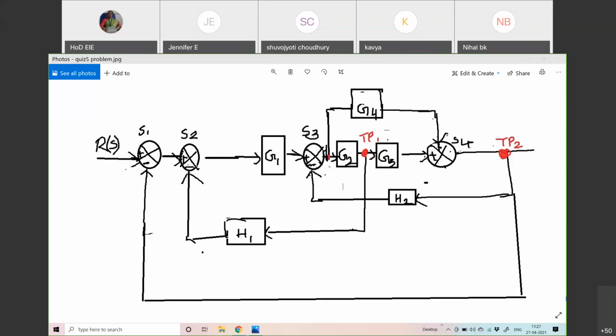Similarly, TP2 is the one which is leading to C of S, which is the output. And again, the same thing has been tapped back to H2. And also it is tapped back to S1. You can observe from TP2, the feedback gain is H2 applied to the negative terminal. And from the same TP2, one more feedback path is applied to S1.